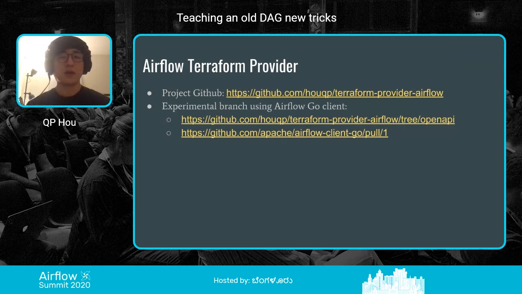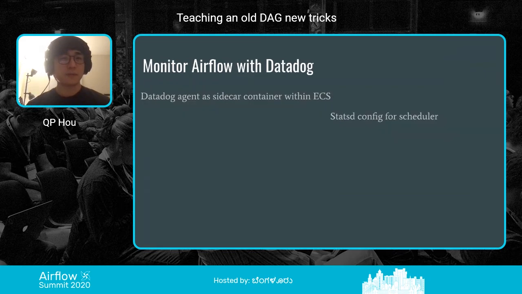So once we have authentication added to the new REST APIs, I will be able to deploy this new provider into production at Scribd.